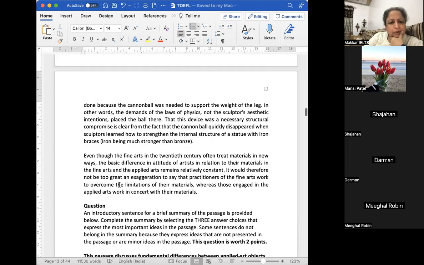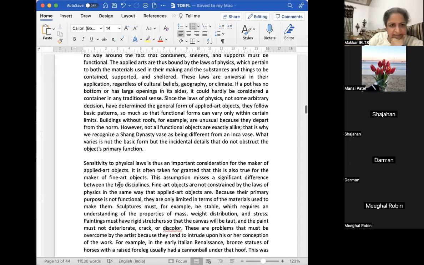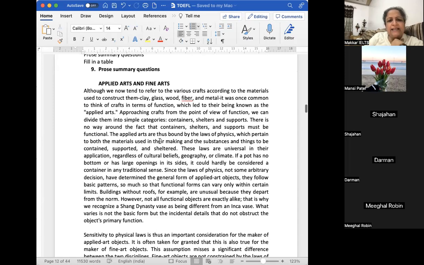Okay, यहाँ पे अभी कोई नहीं है. Let us read further and we'll see. The applied arts are thus bound by the laws of physics, which pertain to both the materials used in the making and the substances and things to be contained, supported, and sheltered. These laws are universal in their application, regardless of cultural beliefs.